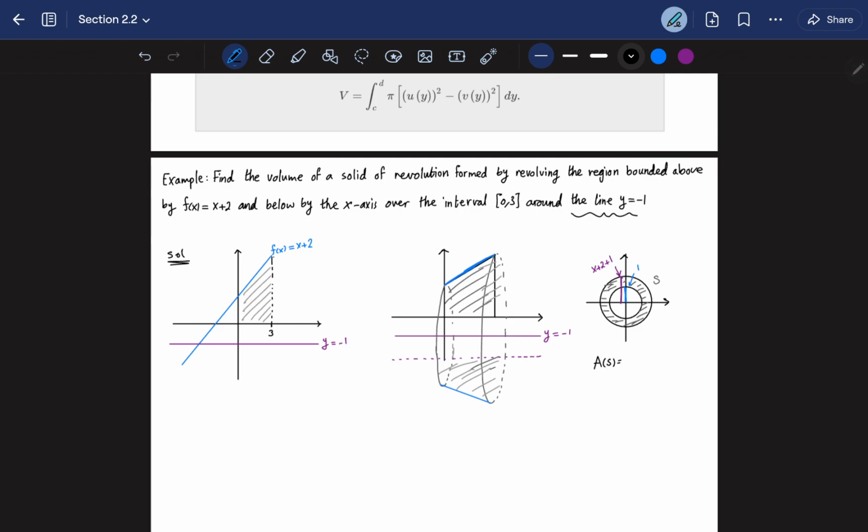So let's read the question. I want to find the volume of the solid of revolution bounded above by x plus 2, bounded below by the x-axis, from 0 to 3, around the line y equals -1. So this is my function x plus 2. This is my x-axis, and from 0 to 3, this part is my region. And we want to revolve it around y equals -1. So this whole thing, we're revolving it around the line.